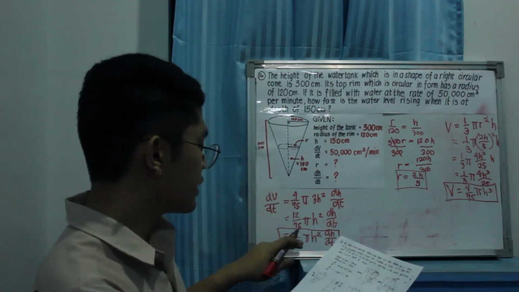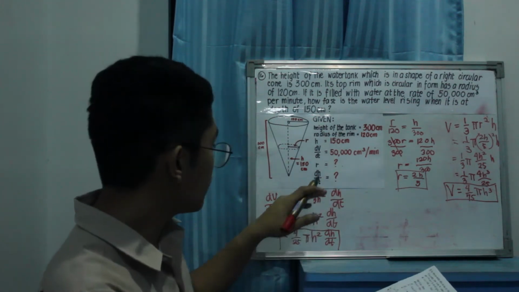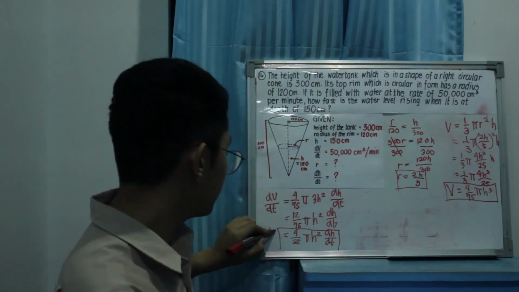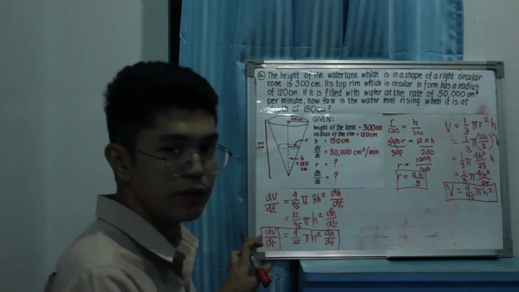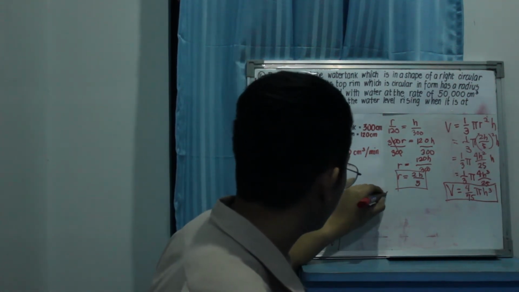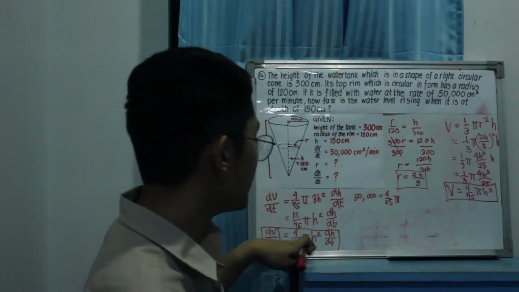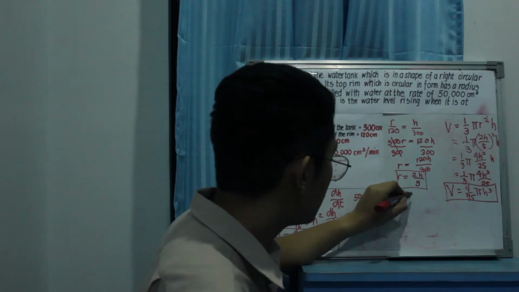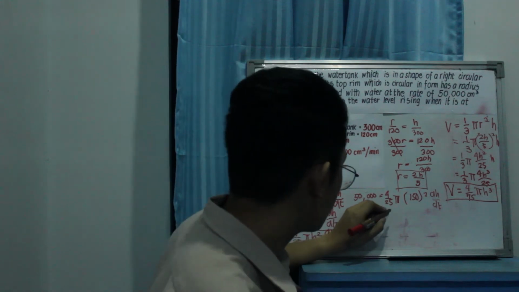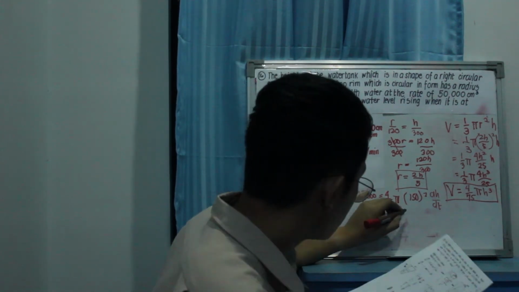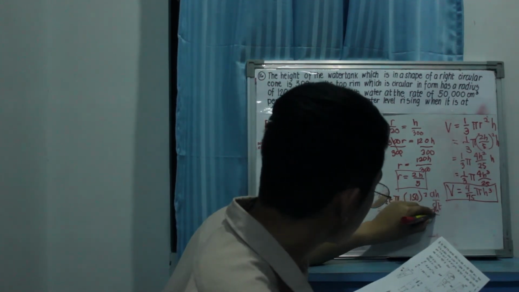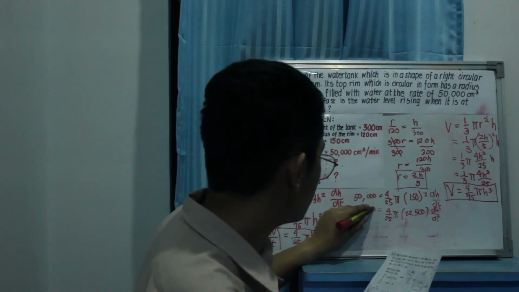Since we already have the derivative of the volume, we can now get the value of dh over dt by plugging the given values into the equation. We already know that dV over dt equals 50,000. So it will become 50,000 equals 4 over 25 pi, and our h is 150, so we need 150 squared times dh over dt. We just need to simplify. So this will become 4 over 25 pi. The square of 150 is 22,500 dh over dt. We just need to continue simplifying.